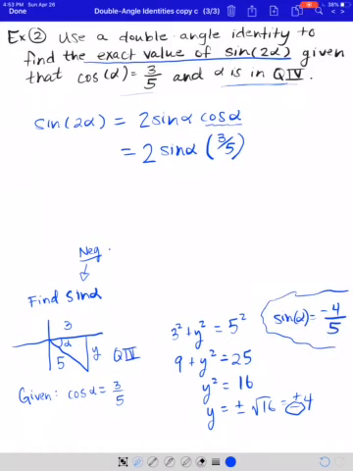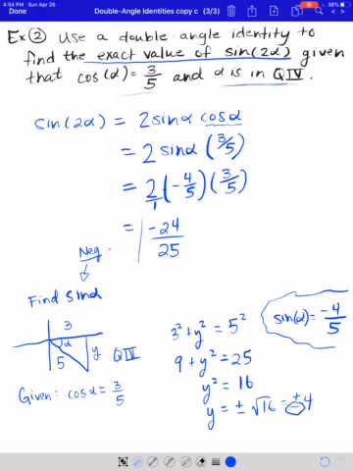Cool, so now we can go ahead and plug that into our expression up here and finish the problem. So we'll have 2 times sine of alpha, which is -4/5, times 3/5. And now when we multiply, notice this 2 in front is really like a 2/1. So when we multiply, that 2 just goes in the numerator. So 2 times -4 times 3 gives us -24 in the numerator. And in the denominator, 1 times 5 times 5 is 25. And there we go. That's our exact value of sine of 2 alpha.